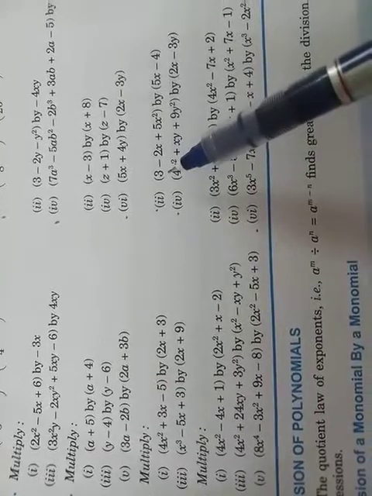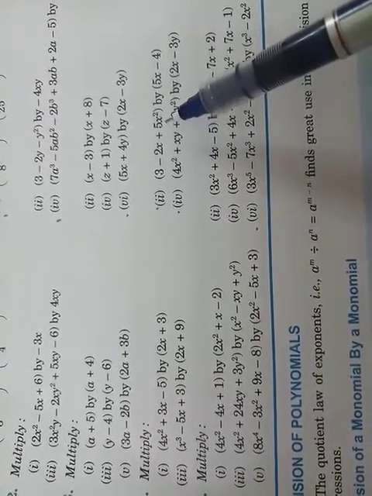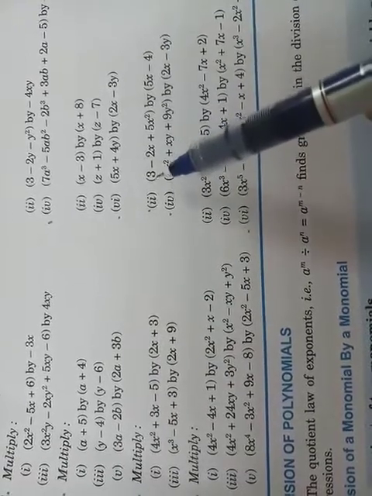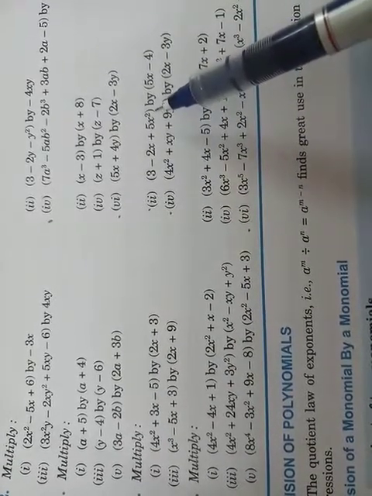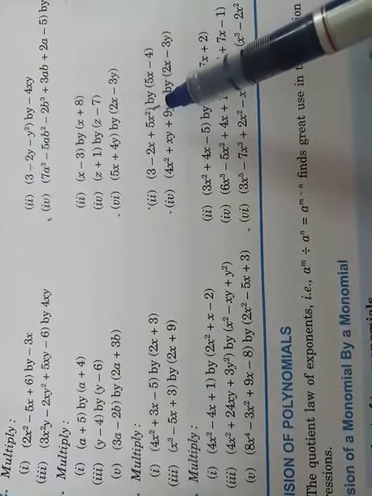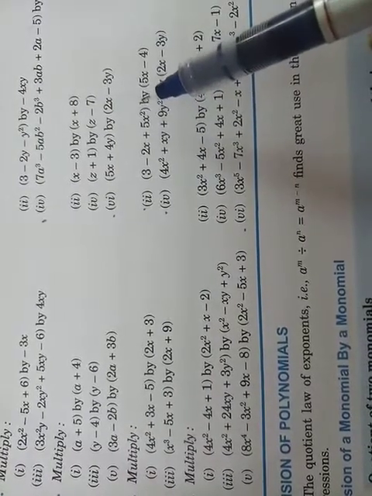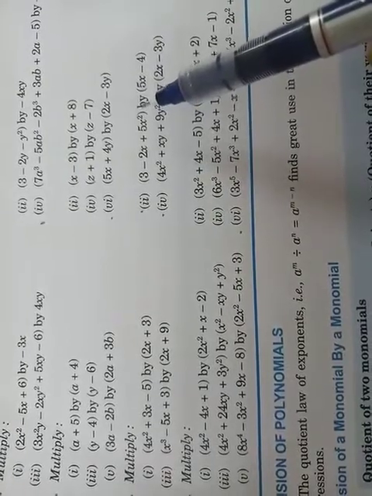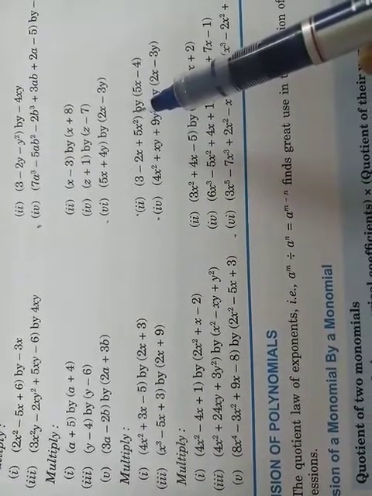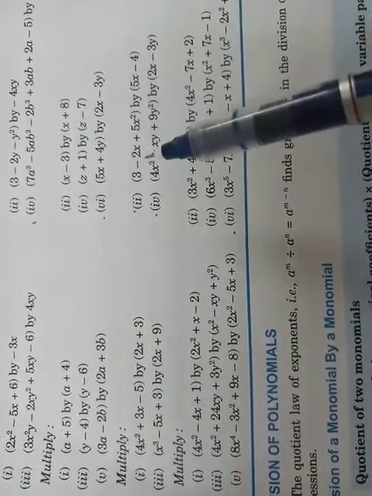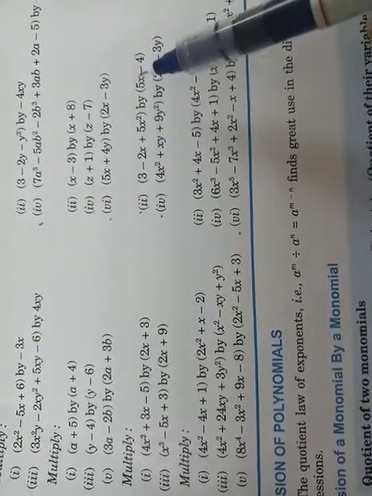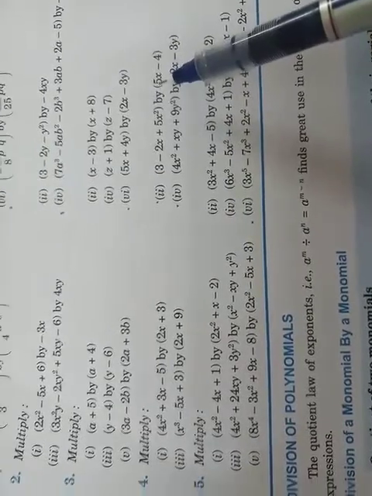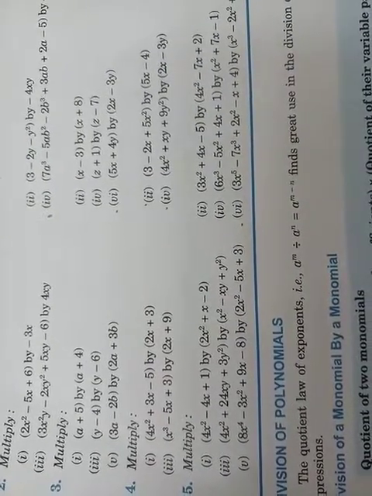Students, see, it's given 3 minus 2x plus 5x square multiplied by 5x minus 4. Whenever you find this type of expression, firstly write it in descending order. The correct way of writing any algebraic expression is in descending order, that means starting from the highest power and moving towards the constant term. So we do question number 4, second part now.